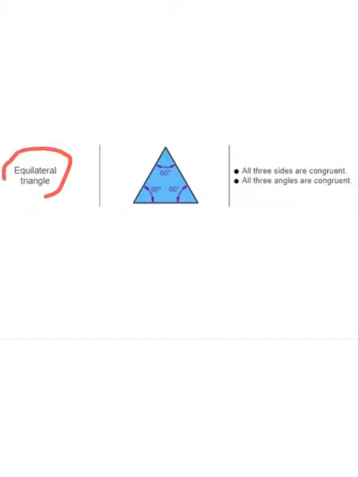Equilateral triangle. An equilateral triangle has all three sides congruent and all three angles congruent. So all these angles here are 60, 60, 60. An equilateral triangle will always have all angles equal to 60. And then all of the sides are congruent as well. So this side, this side, and this side are all the same length. Equilateral, sometimes they'll also call it equiangular because all three angles are equal.